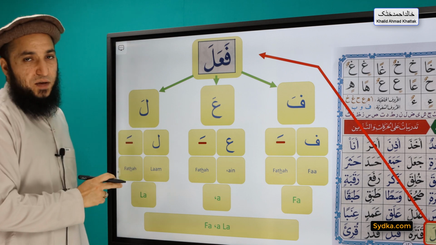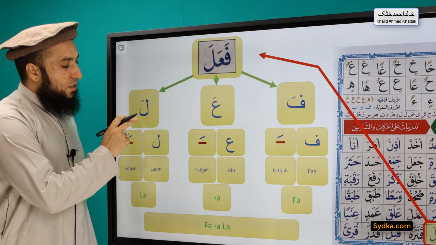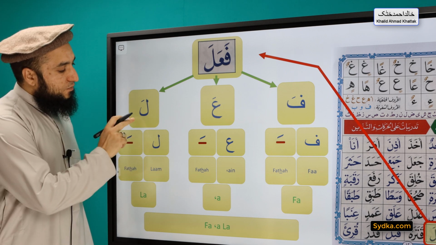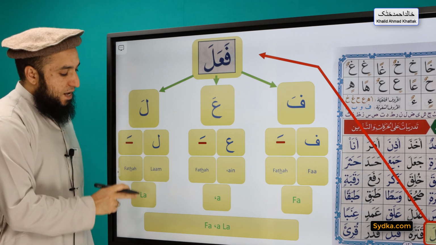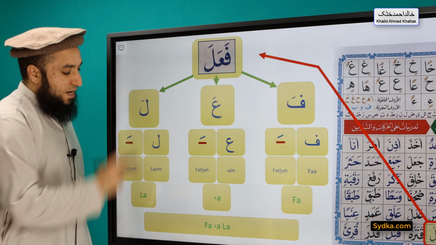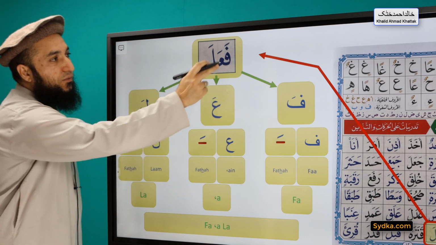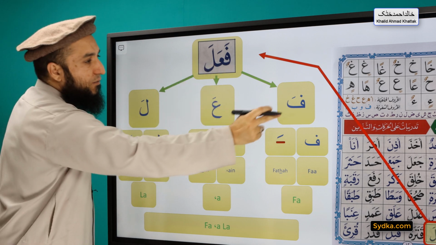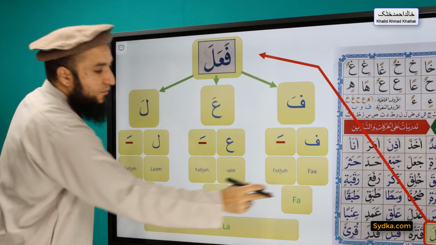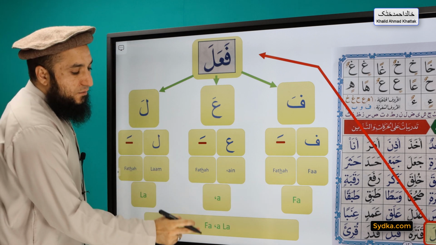The next syllable we have is lam fatha la. Lam is not silent and we have fatha. Lam fatha la. Now we connect these three syllables and we have fa'ala, fa'ala.